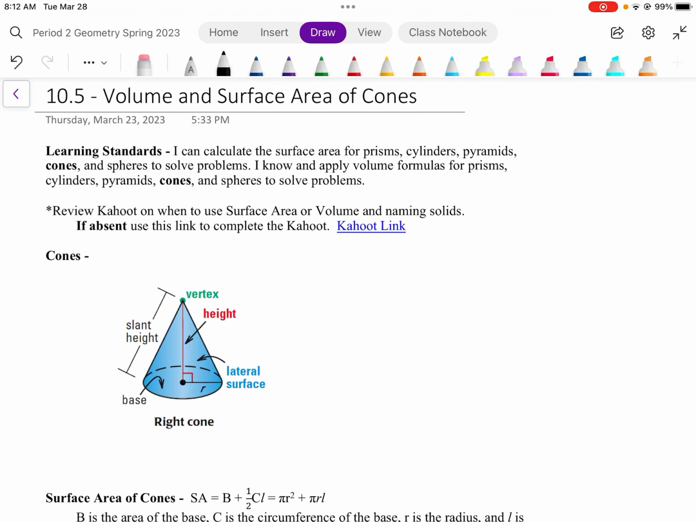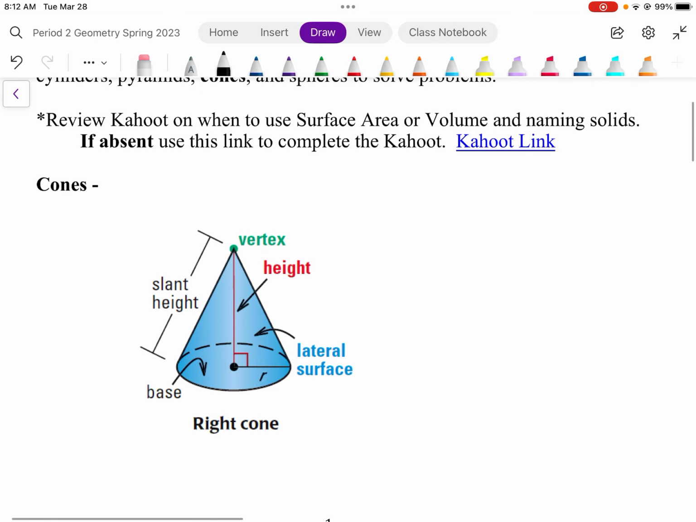Hello, for 10.5, this is volume and surface area for cones, and this one is going to be very similar to the volume and surface area of pyramids, except this time the difference is it's going to have a round base. So if you have to draw a cone, cones have a circular base, so it's going to be easiest if you start by drawing that circle.